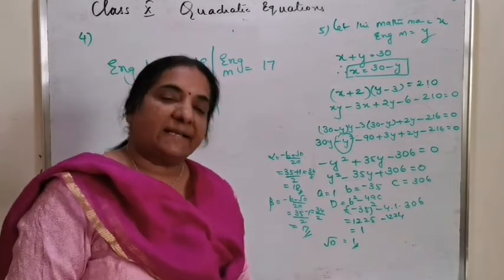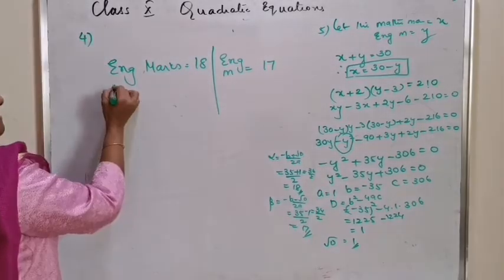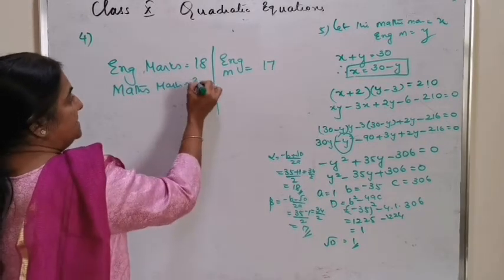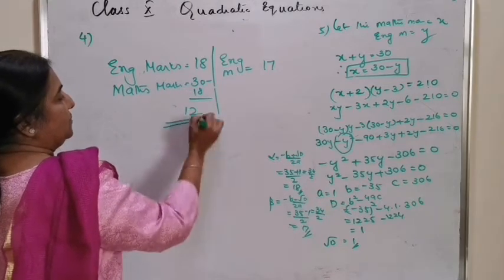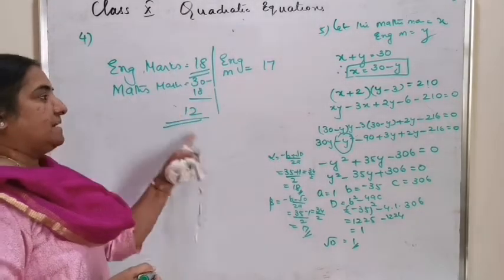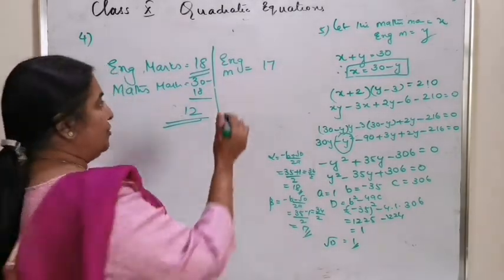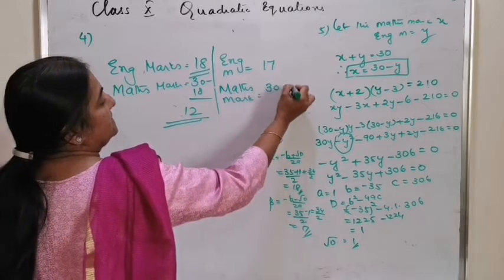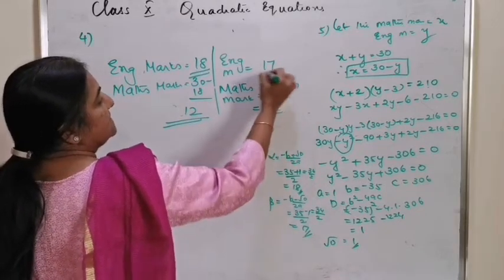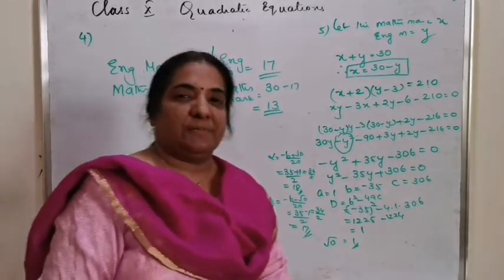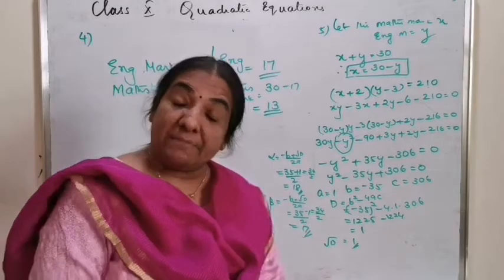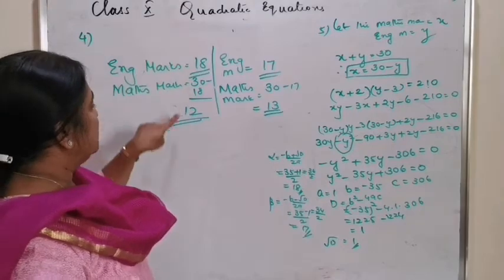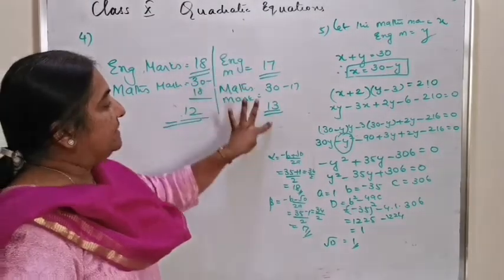Both can be accepted, which shows that one of the combinations is, if the English mark is 18, the maths mark is 30 minus 18, which is equal to 12. So the first combination is 18, 12 under this condition, or the second condition, maths marks is 30 minus 17, that is 13, and 17. So both the combinations are possible because both are positive values which can be accepted. We cannot reject them. So the two possible combinations are either 18-12 with English and maths, or 17-13 marks as English and maths.